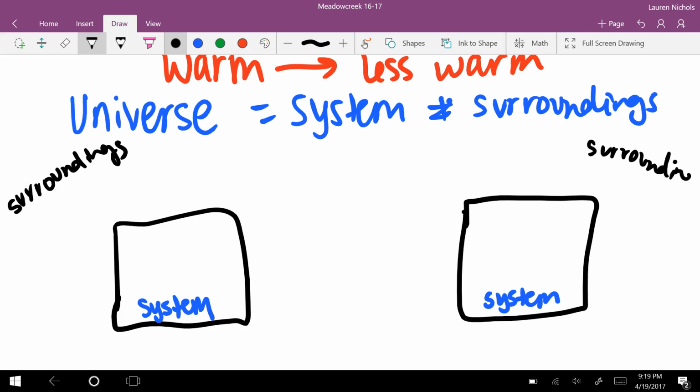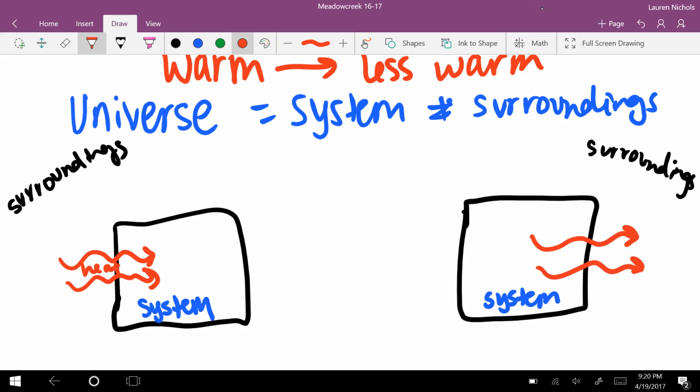Now heat has the ability to do two things. Heat can either go into our system from our surroundings, or heat can come out of our system and into the surroundings. And so those are the two options. If heat is going into the system, we call that endothermic.